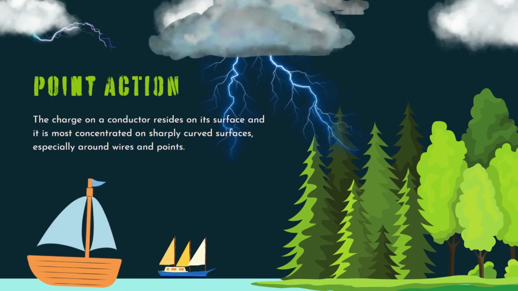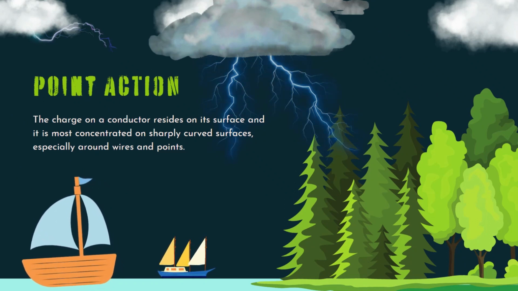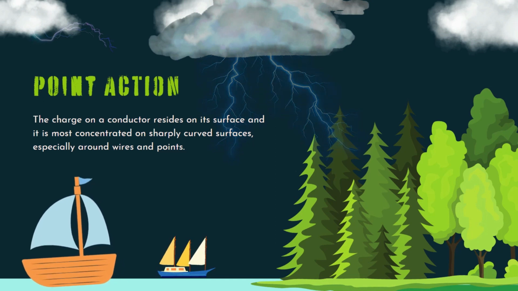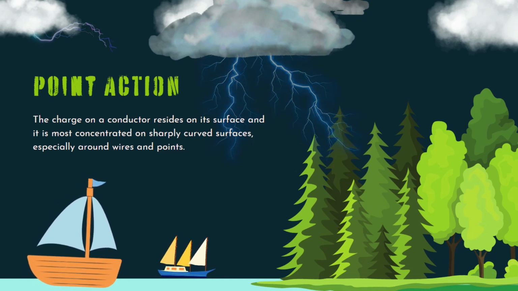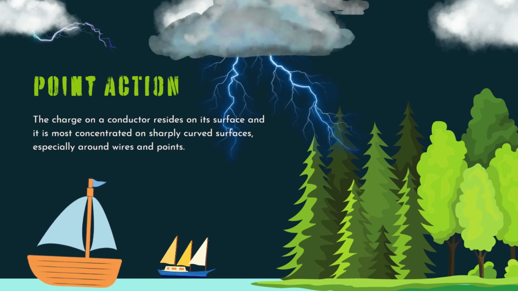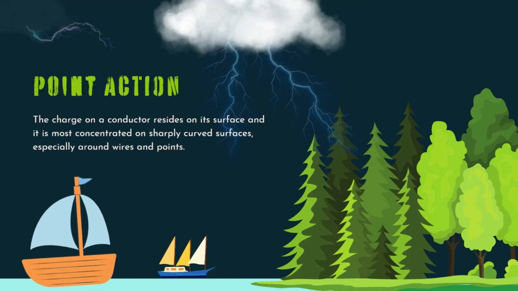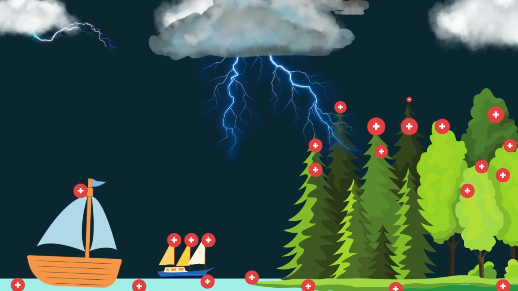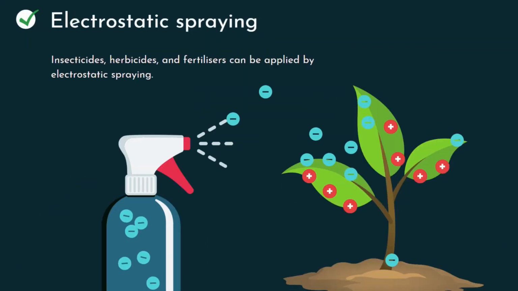Point action. The charge on a conductor resides on its surface, and it is most concentrated on sharply curved surfaces, especially around wires and points. The negative base of clouds induces a positive charge on the land and on tips of trees and on the tips of boats. Insecticides, herbicides, and fertilizers can also be applied by electrostatic spraying.